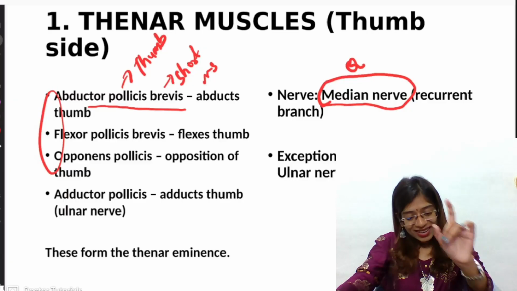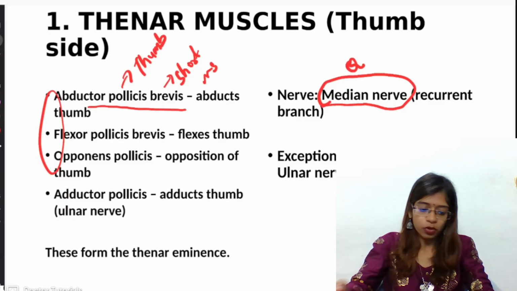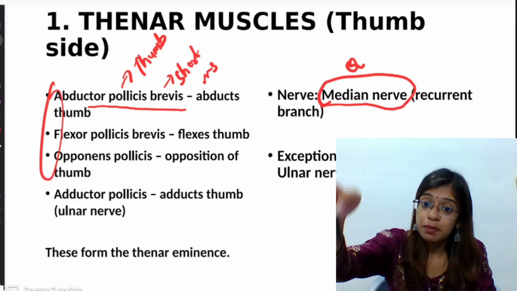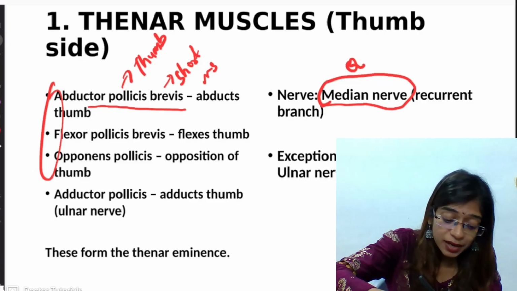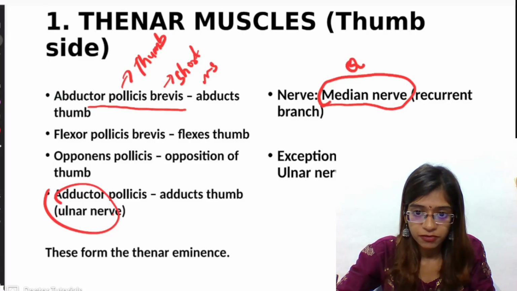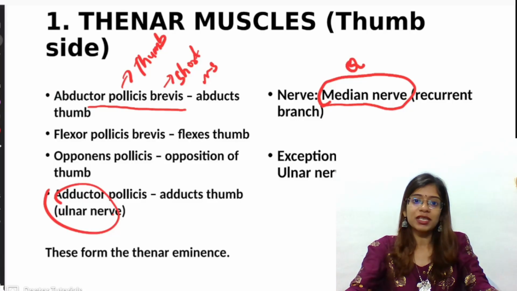Okay, but there is an exception. This is another important question. All the muscles I mentioned are supplied by the median nerve except adductor pollicis, which is supplied by the ulnar nerve. So this is the important point in thenar muscles.